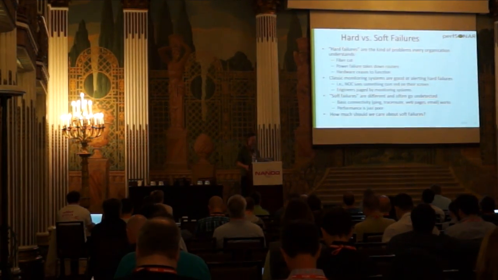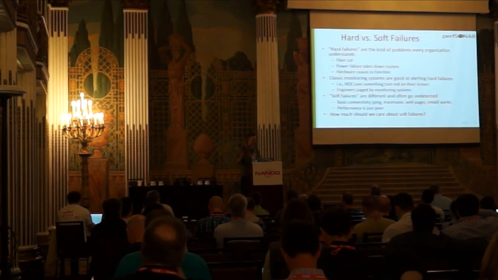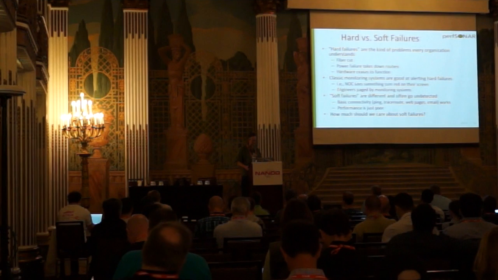Hard failures are the things that standard network monitoring systems are good at. A lot of commercial tools and a lot of open source tools are good at detecting hard failures, things like a fiber cut, a power outage, a hardware just completely failing. We're good at detecting that stuff. We're good at fixing that stuff. We're good at routing packets around that stuff. The thing we're not so good at is soft failures.